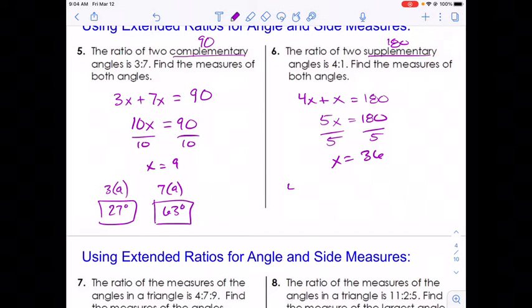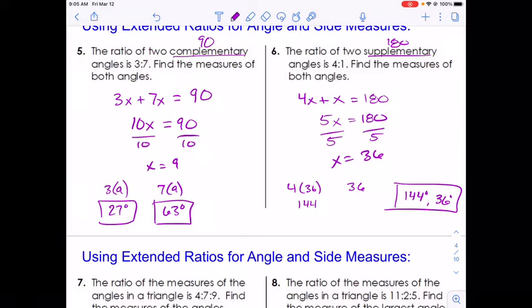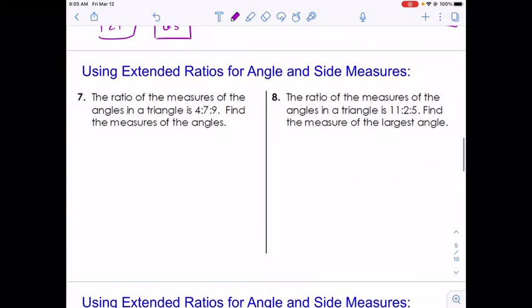So we can do 4 times 36. That's going to give us 144. And we know the other one is just x, which is just 36. So our two answers are 144 degrees and 36 degrees. And if you check, those do add up to equal 180. All right, so you guys try 7 and 8. Pause your video, come back and check your answer when you're done. All right, let's see how you did.